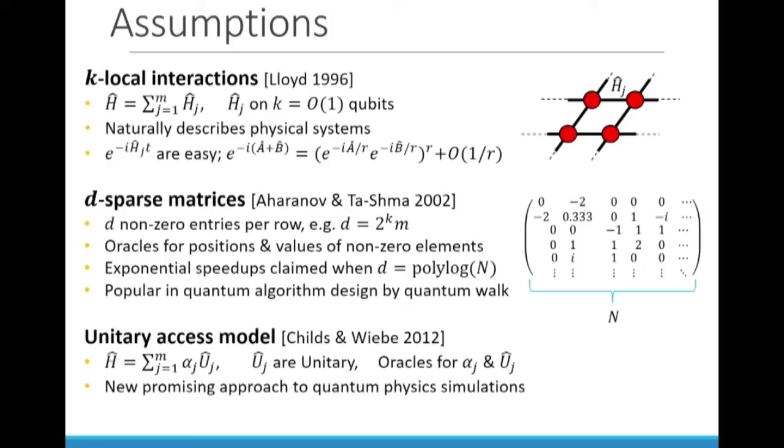A more recent model introduced is the unitary access model, where instead of a sum of local interactions, where each interaction is a Hermitian matrix, we have a Hamiltonian that is a linear combination of unitary operators. This requires a different oracle, but is notable because it does better than all of the product formula approaches used for k-local interactions, and is very promising for the simulation of physical systems.